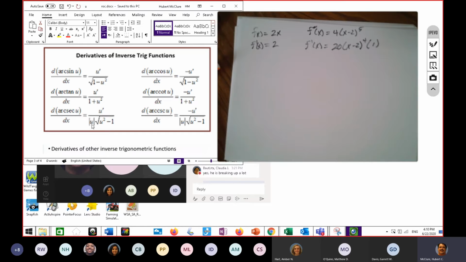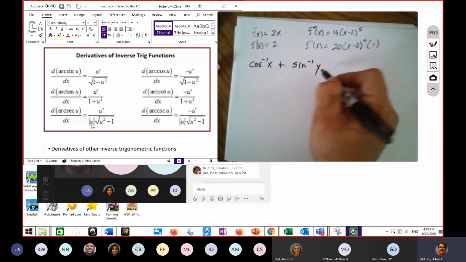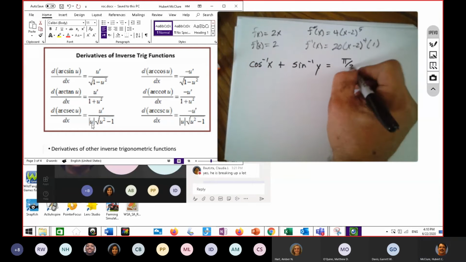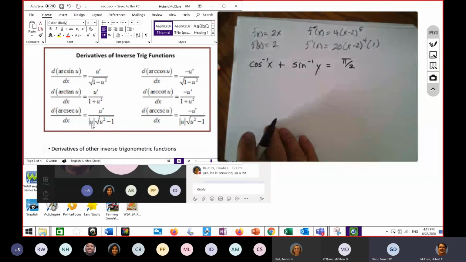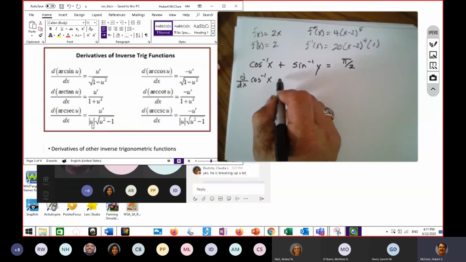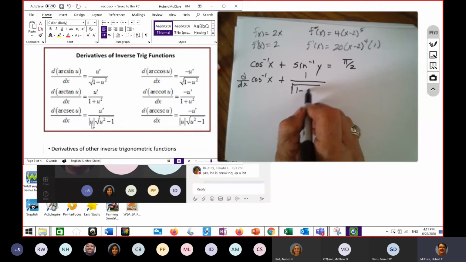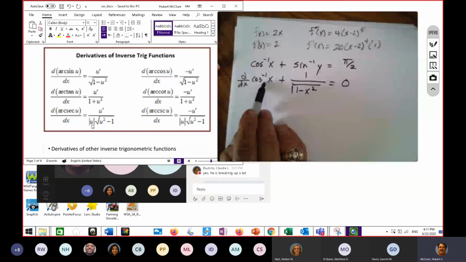Sometimes you can solve algebraically, and y'all found this out with implicit differentiation. I'm just going to go over this one right quick. Inverse cosine of x plus inverse sine of x is equal to pi over 2. So take the derivative of it, and you get the derivative of inverse cosine of x plus 1 over the square root of 1 minus x squared is equal to 0. And all you have to find is this. So you just take this over to the other side. Remember how you find it? Remember this, because you will see this again.